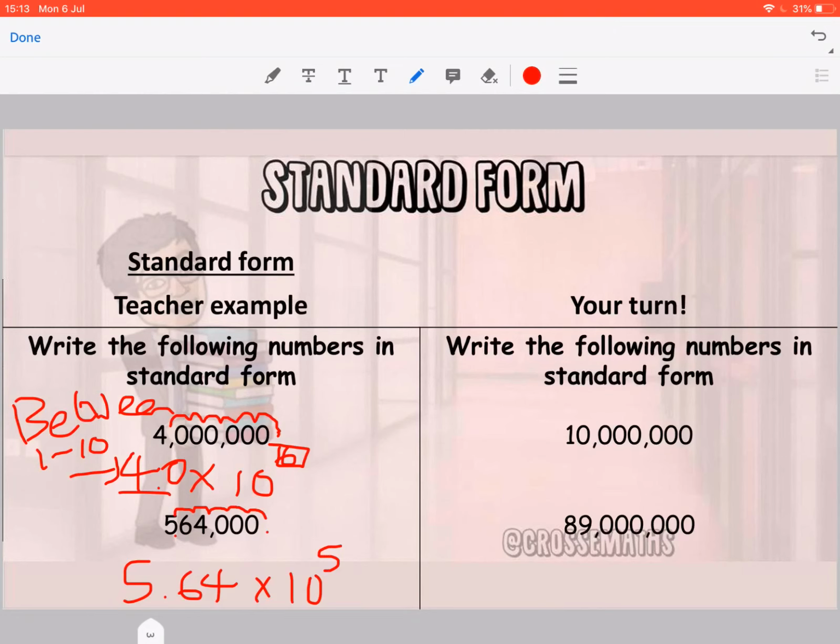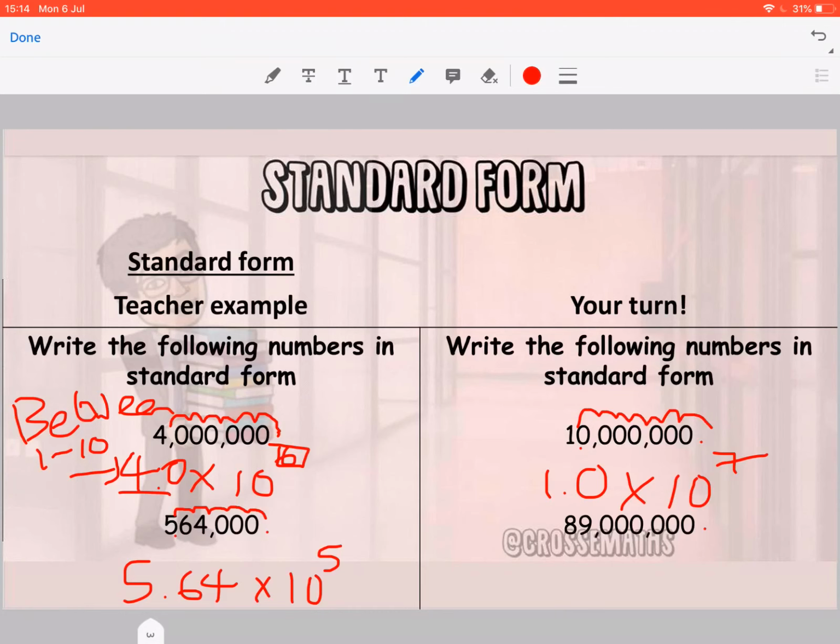Right then, so hopefully you've had time to finish them. The number over here, I got 10 million. My decimal point starts by here. Again, if I want to make that number between 1 and 10, I'm going to put it between the 1 and the 0 to make 1.0 times 10. That decimal point has moved 1, 2, 3, 4, 5, 6, 7 spaces. So my standard form number is 1.0 times 10 to the power of 7.